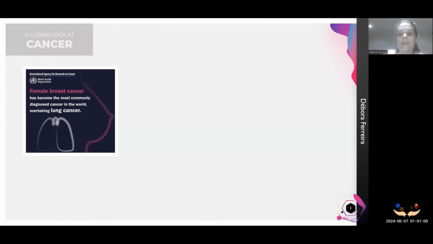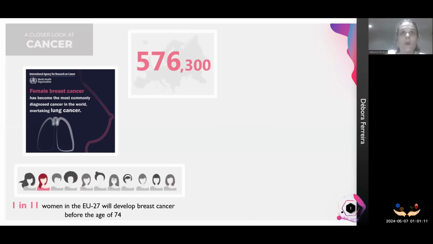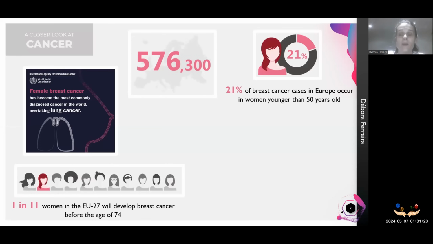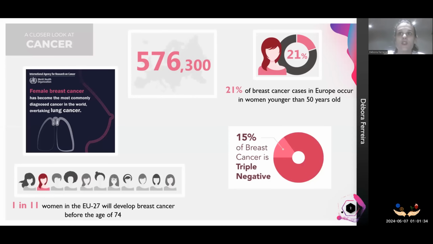In 2020, breast cancer surpassed lung cancer as the most commonly diagnosed one. About 5,076 new cases were diagnosed in Europe, with an estimated 1 in 11 women in the European 27 developing breast cancer before the age of 74. Another alarming fact is that approximately 21% of these cases occur in women under 15 years old. One of its subtypes in particular, the triple-negative breast cancer, already accounts for 15% of these cases.